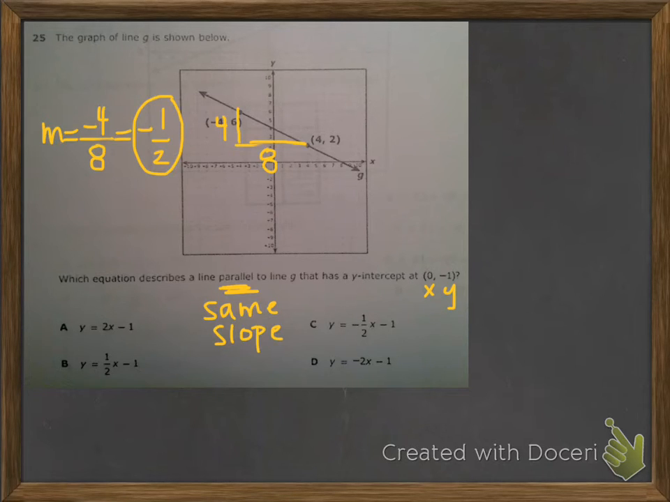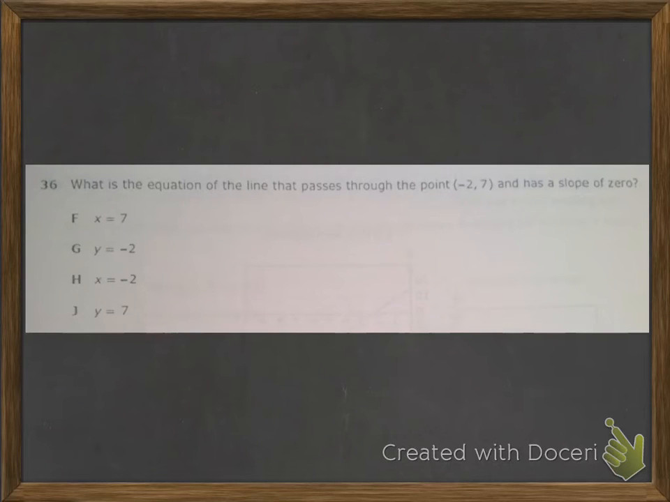All of my answer choices are in slope-intercept form. So y equals mx plus b. C is the only one that has the same slope of -1/2. So without even having to worry about this other point, I've already narrowed down my answer, so I can choose C with confidence.